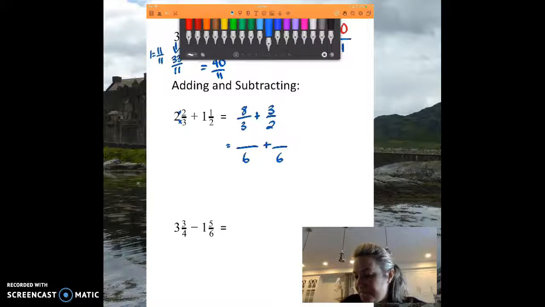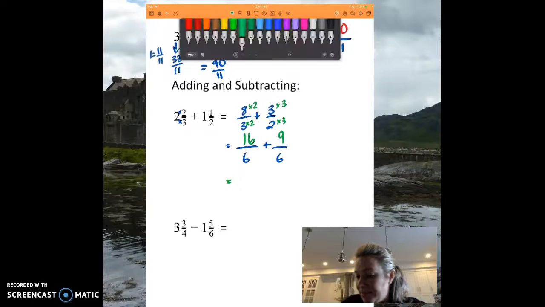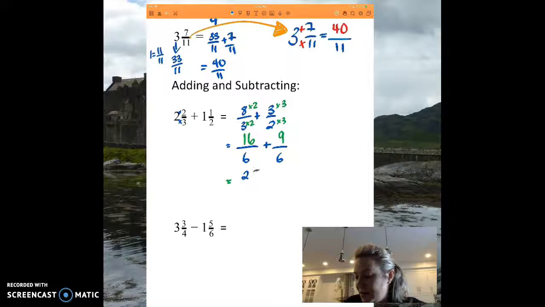Okay. So I multiplied this by 2. That by 2 is going to give me 16. This is by 3. This is by 3. That's going to give me 9. The 16 plus 9 is 25 over 6.